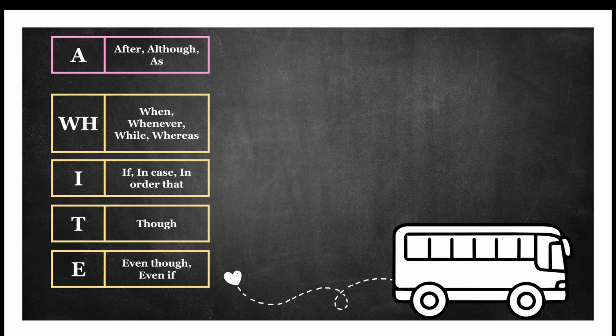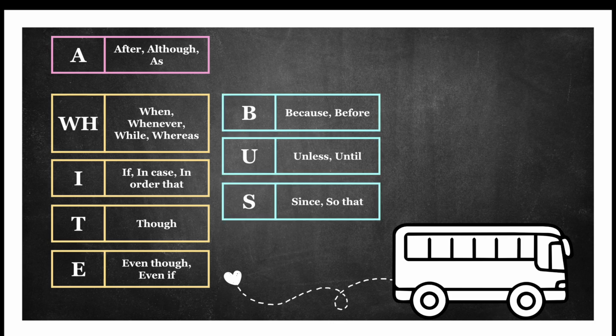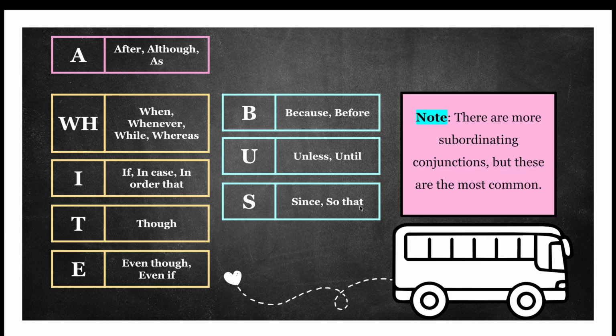T, though. E is even though and even if. B stands for because or before. U, unless, until. And S is since and so that. You might recognize that so is also a coordinating conjunction, one of the FANBOYS, but it has to be together, so that, in order to be a subordinating conjunction. Now, there are more subordinating conjunctions, but these are the most common ones that we see in sentences.